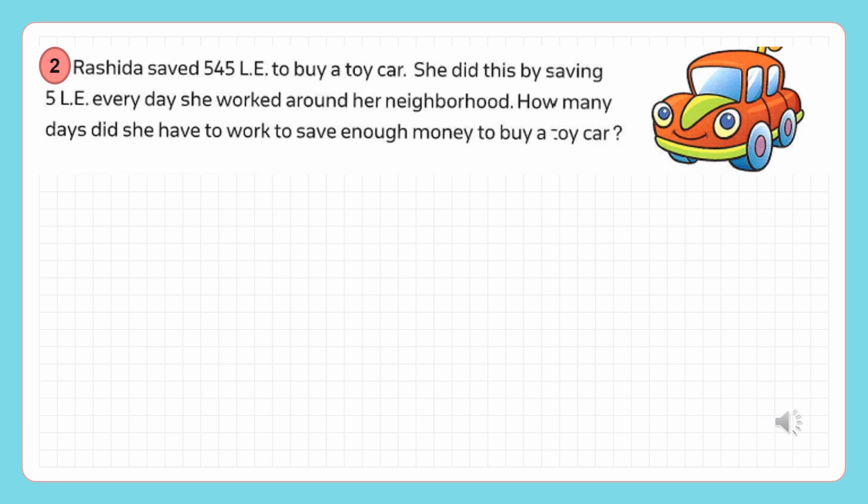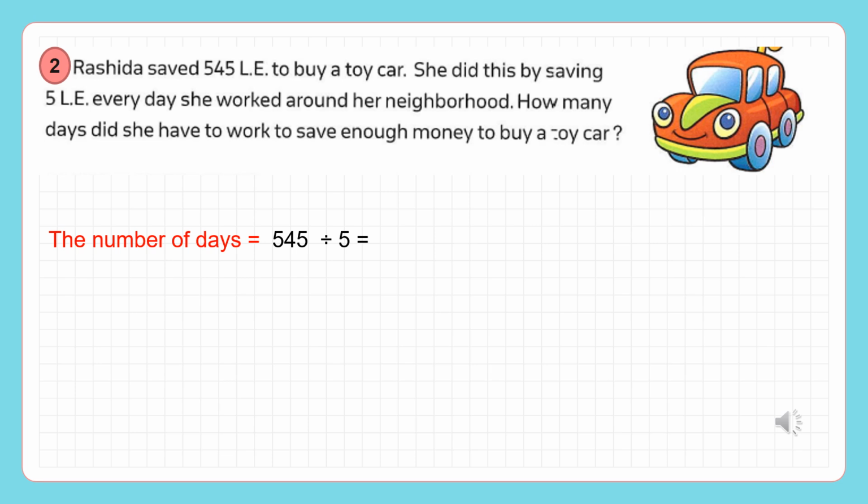Story number 2. Rashida saved 545 LE to buy a toy car. She did this by saving 5 LE every day. She worked around her neighborhood. How many days did she have to work to save enough money to buy a toy car? So Rashida had 545 LE. She needs to save 5 LE every day. She needs to divide 545 divided by 5.